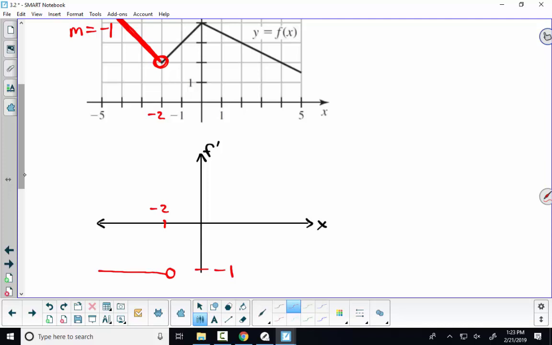Right, the point on the function is actually at -2, but the output, the derivative, is always -1. So the point on the derivative is still undefined when x is -2. Remember, they share the same x values, but the y value on the derivative is the slope of the tangent line. So that's why this point's at -2, -1.